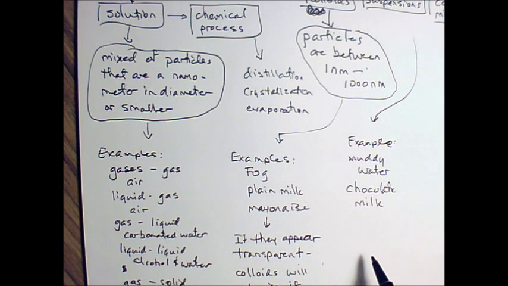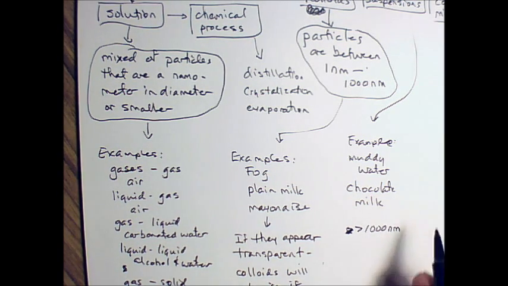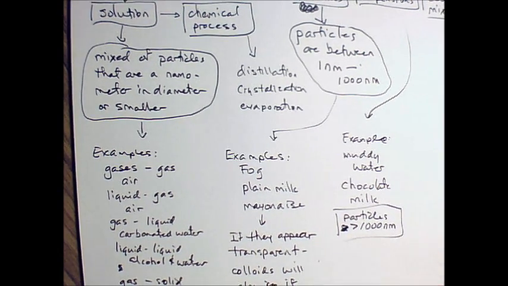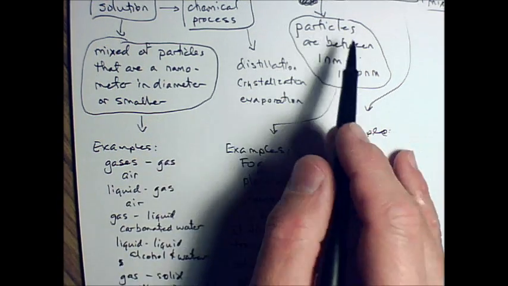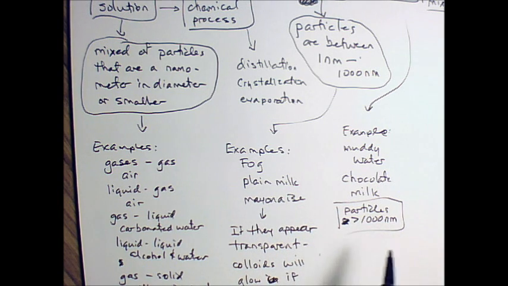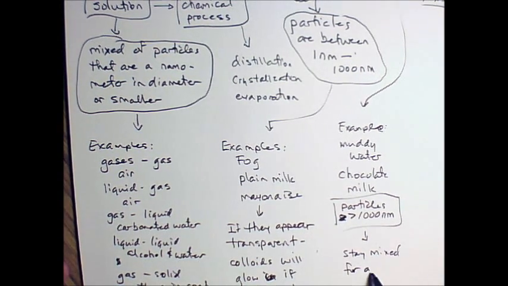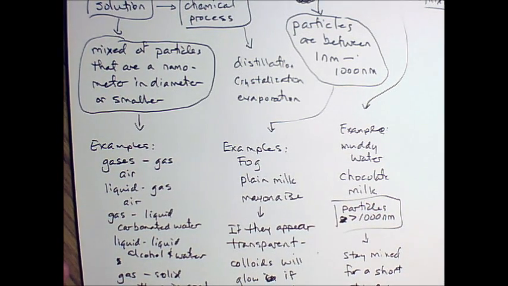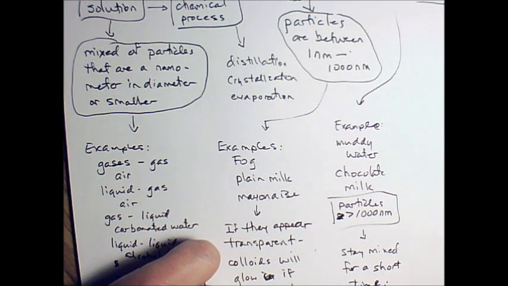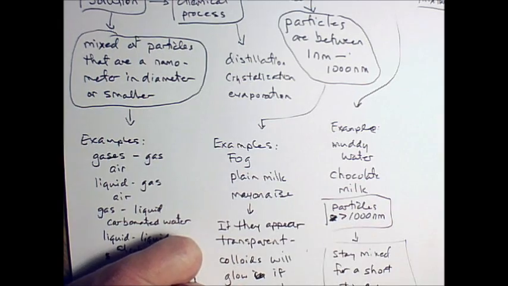Now, suspensions have particles that are greater than 1,000 nanometers. So you've got solutions with particles less than a nanometer, colloids with particles between a nanometer and 1,000 nanometers, and suspensions with particles that are greater than 1,000 nanometers. But even with particles that are greater, if they don't stay mixed for a short time, and they settle out if left undisturbed, if they don't meet these conditions, then they're not really a suspension, they're a coarse mixture.